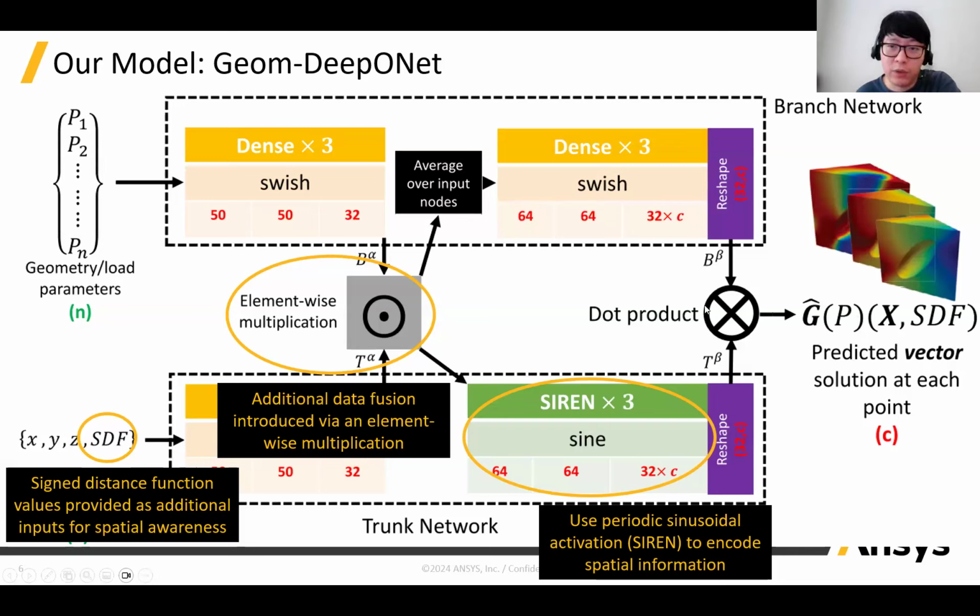We do a dot product between the encoding information from the branch and the trunk network to get to our prediction. In this case, the operator is a function of both the input point cloud X as well as the signed distance function evaluated on those points. And then we're predicting the vector solution at those discrete nodes. Any arbitrary number of components of the vector solution can be predicted, and those predictions can then be rendered on the volume mesh to show field contour plots, which I'll show later in some examples.